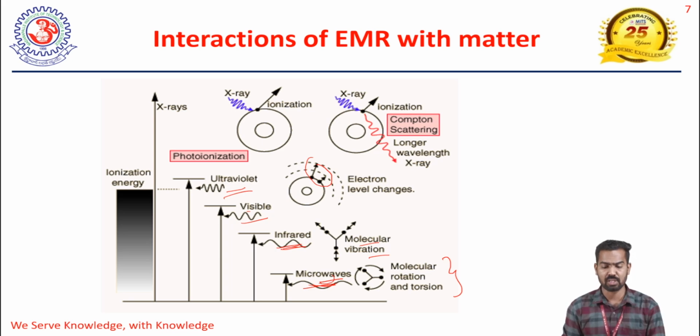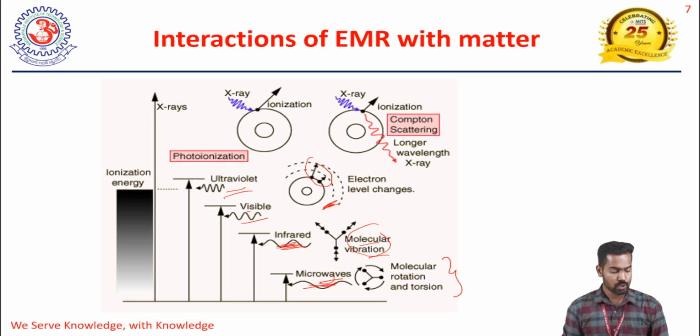What is the reason for that? It's very easy to understand. After absorbing the infrared radiation, what kind of change is there? There is a molecular vibration. That is why it is also called vibrational spectroscopy. In a similar way, in the case of UV and visible, there is some electronic transition. That is why it is called electronic spectroscopy. So you can easily correlate these terms.